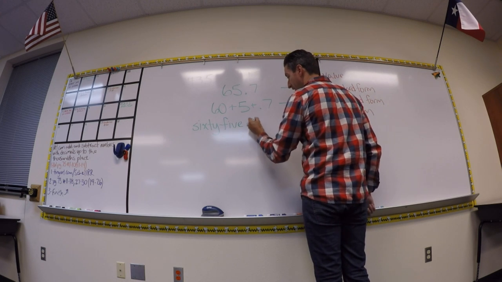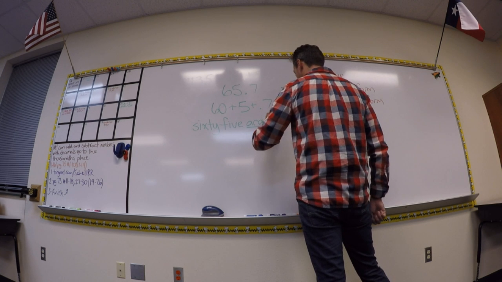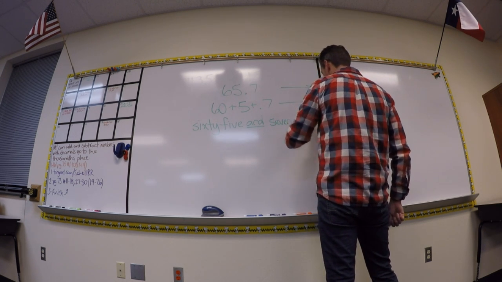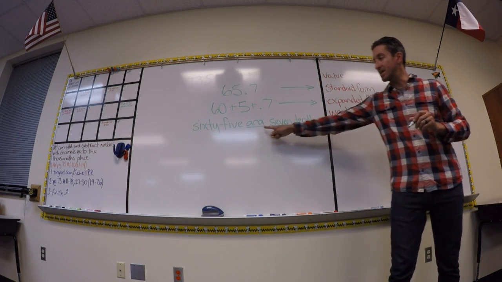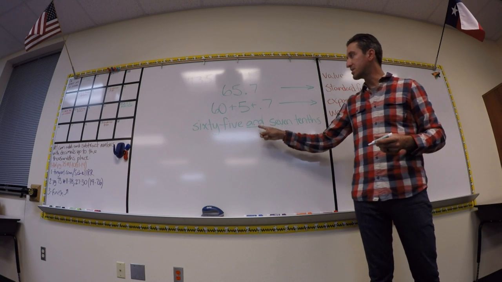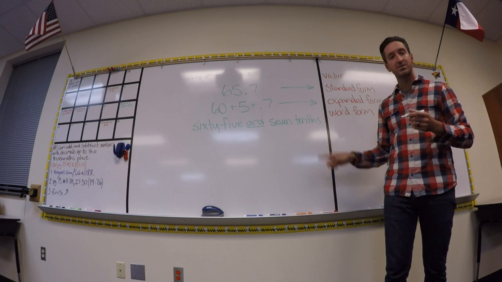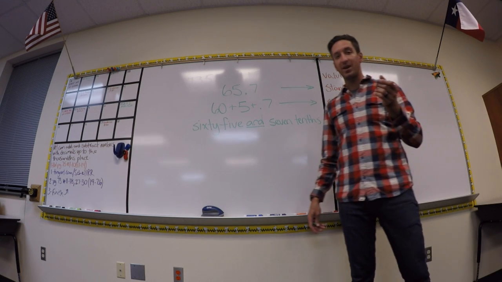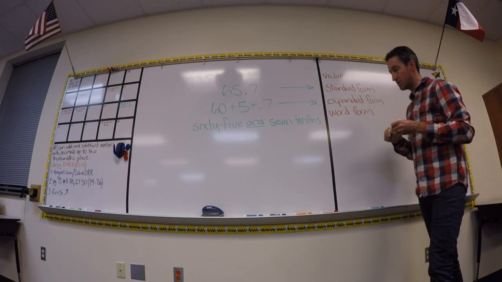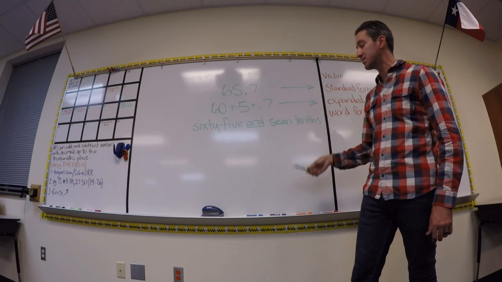65 and 7/10. Notice I didn't say 0.7 or 65.7. This is 65 and 7/10. If you write 65.7, it will be 100% wrong. So make sure that anytime you see the decimal, it's pronounced and.